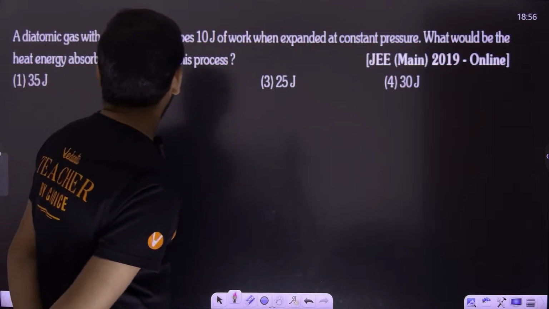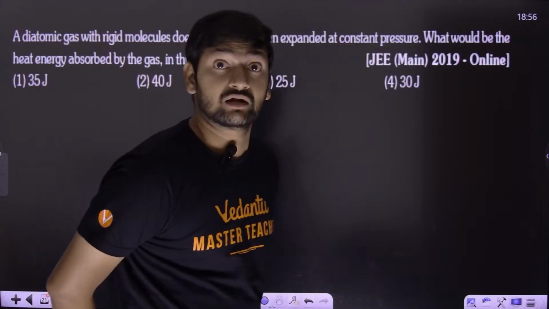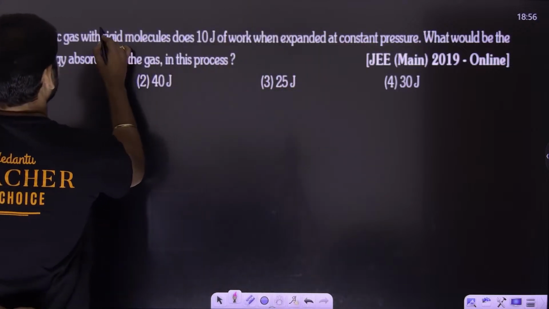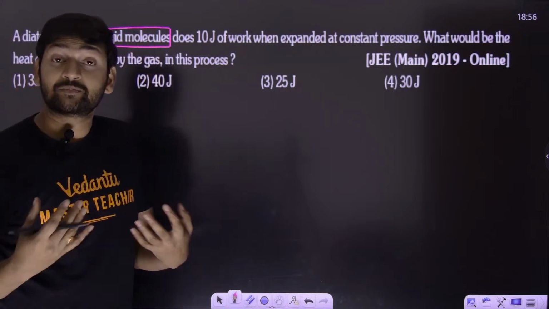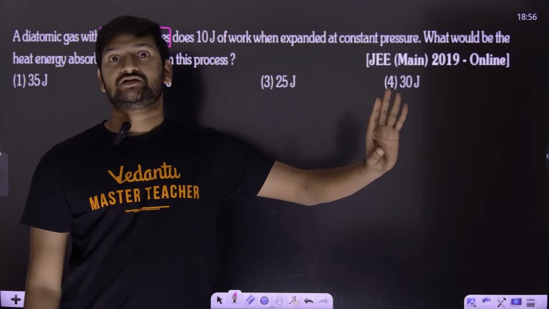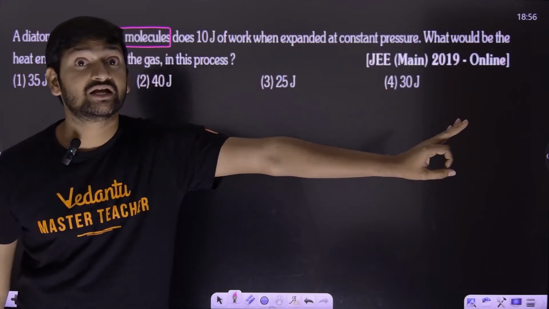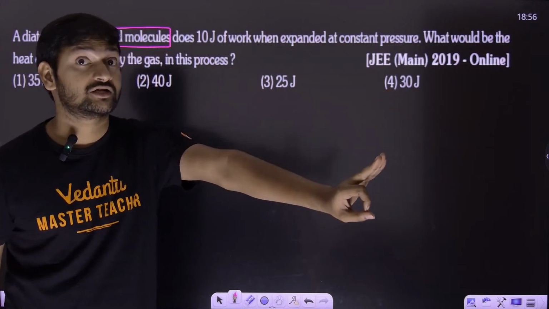A diatomic gas with rigid molecules. Why are they trying to say rigid molecules? In the previous class I have explained, when they say rigid molecules, they are expecting you to ignore vibrations. So no vibrational degrees of freedom. Keep that in mind.